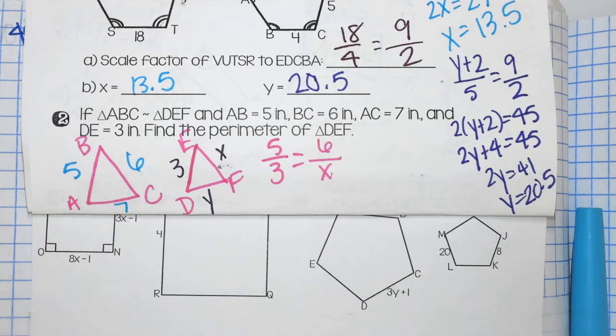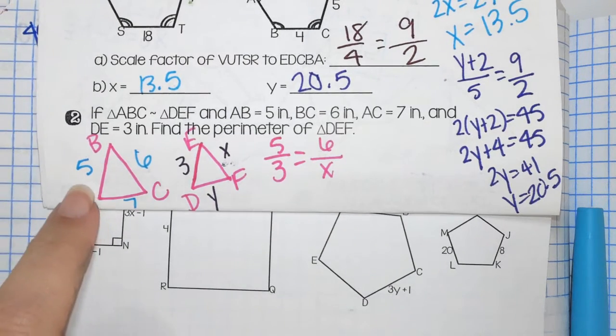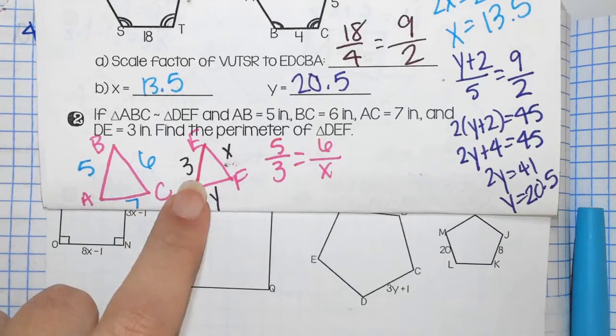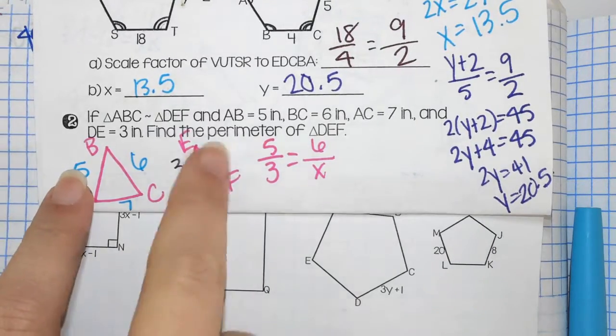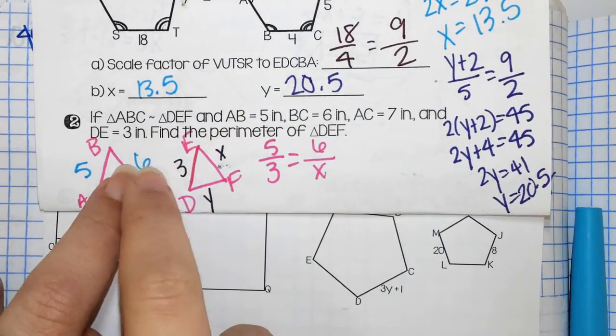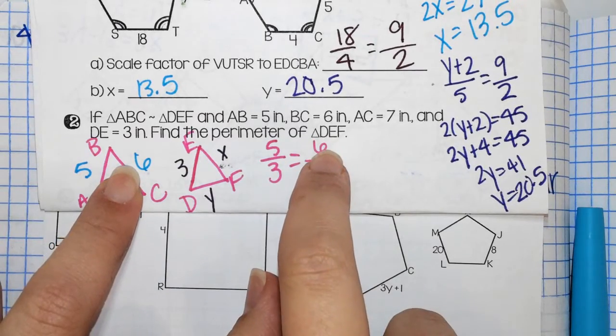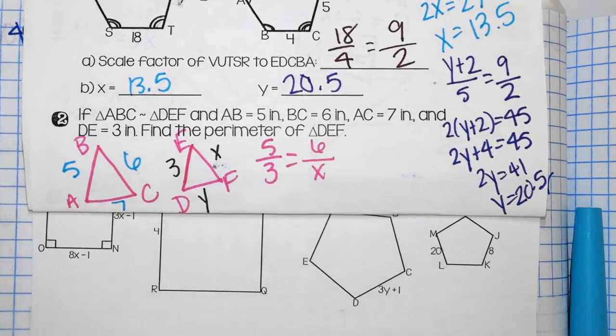Wait, it's not over. And remember, we did 5 divided by 3, correct? So if you start over here on the left side, you have to start over here on the left side on this part. Look at me. They have to match up.